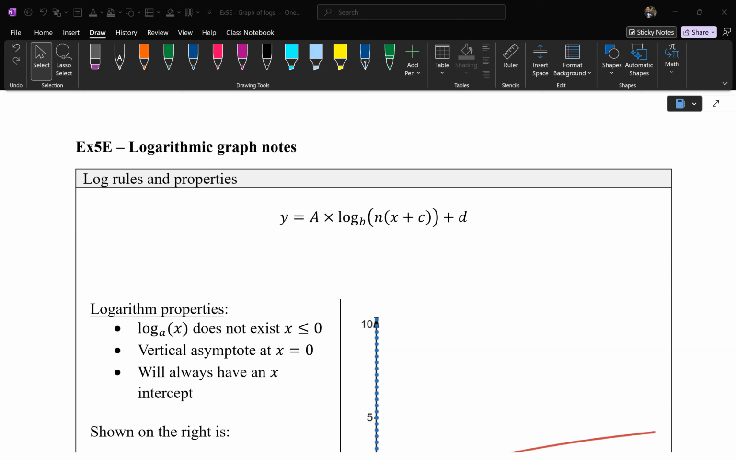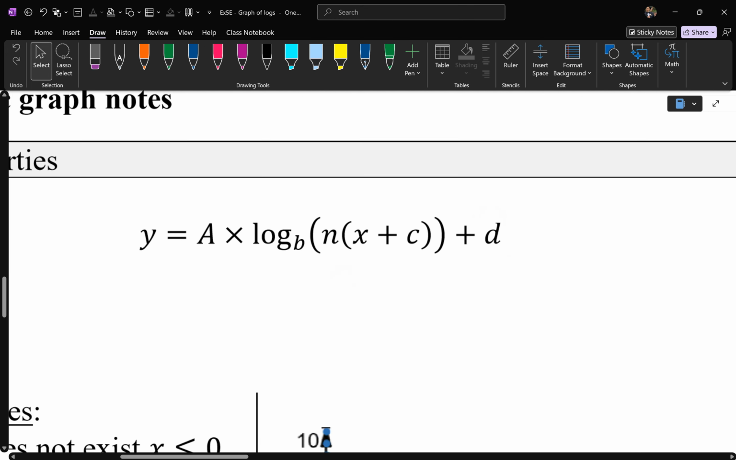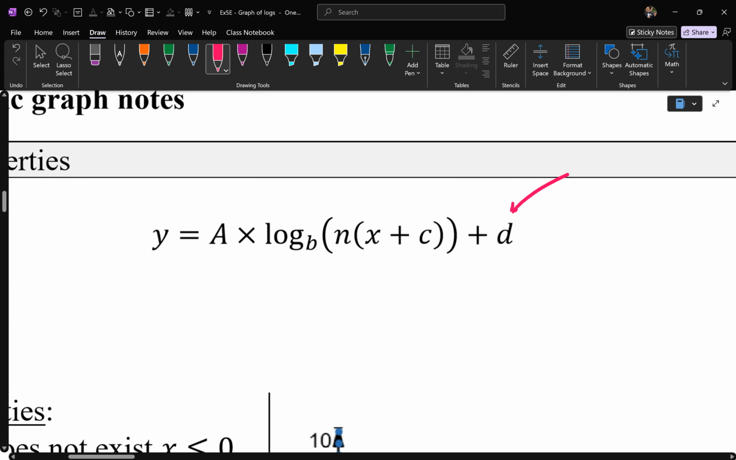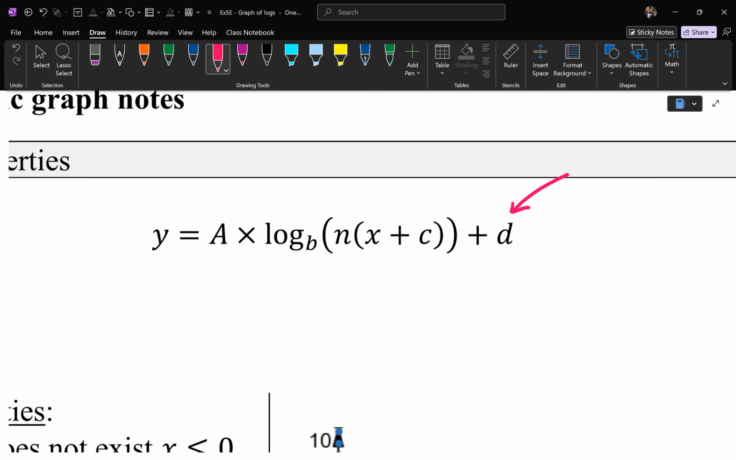Today's lesson, we're moving away from indices and into logarithms. Let's test your transformations again. Let's start off with Noah. What does D do to the logarithmic graph? Vertical translation, very good.